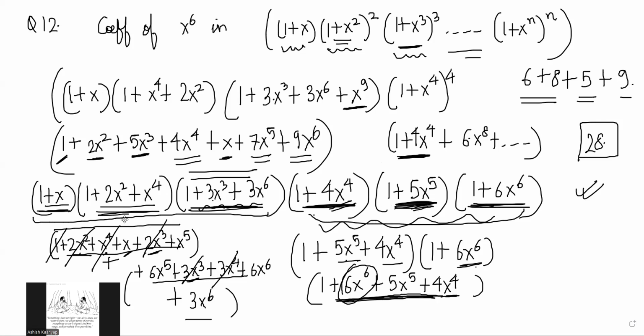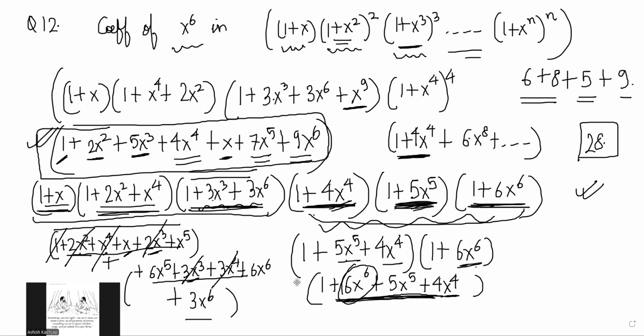Because those powers can only multiply to give x power 6, right? So if you do that properly, you will get this term when you do for the first three, and this term when you do the last three, collecting only powers less than 6. And after that, I'm simply multiplying and seeing how to get x power 6 there. So when I multiply with 1, I take with 6 x power 6. So I got a 6 here.